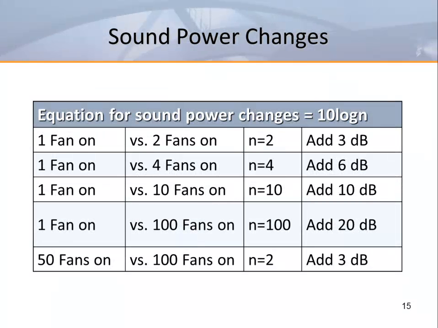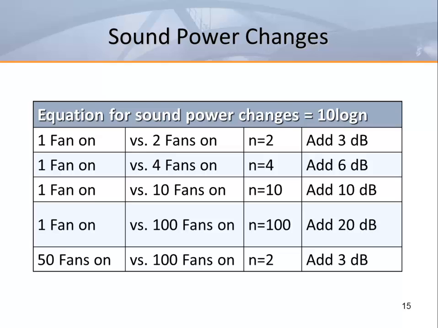Now let's look at multiplication. Sound sources can be multiplied by taking the log of the multiplier, multiplying it by 10, then adding it back to the original sound level. For instance, if we know what 1 fan sounds like, but we want to know what 2 fans sound like, we take the log of 2, which is 0.3, we multiply it by 10, and that means we have to add 3 dB. That's exactly what we found in the previous exercise.